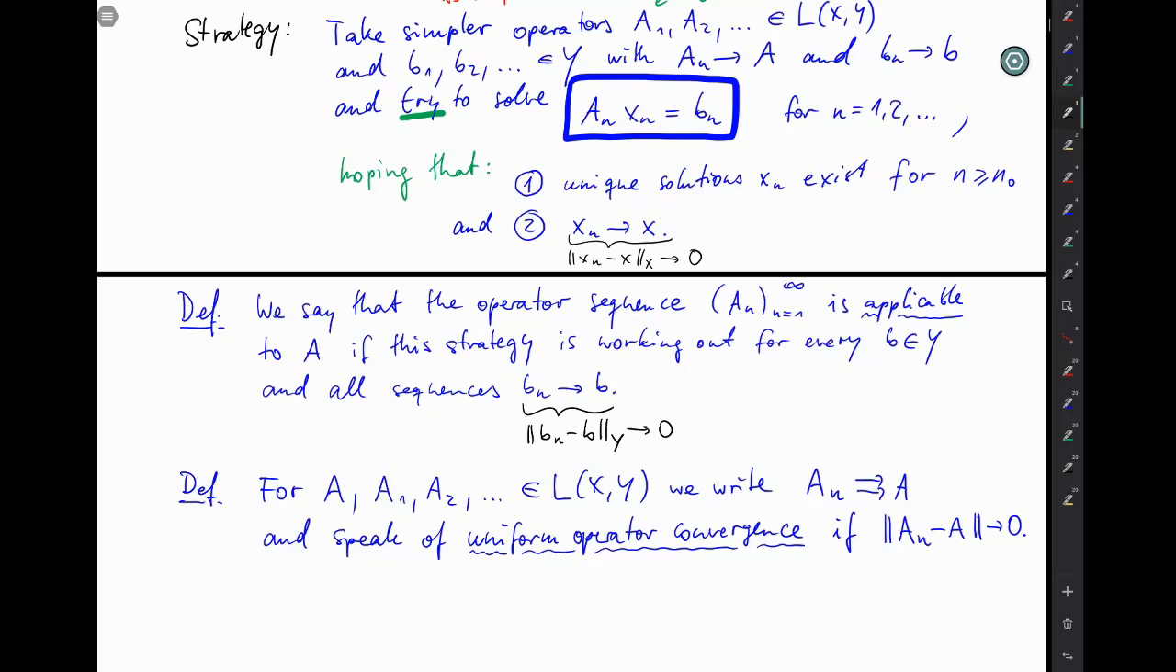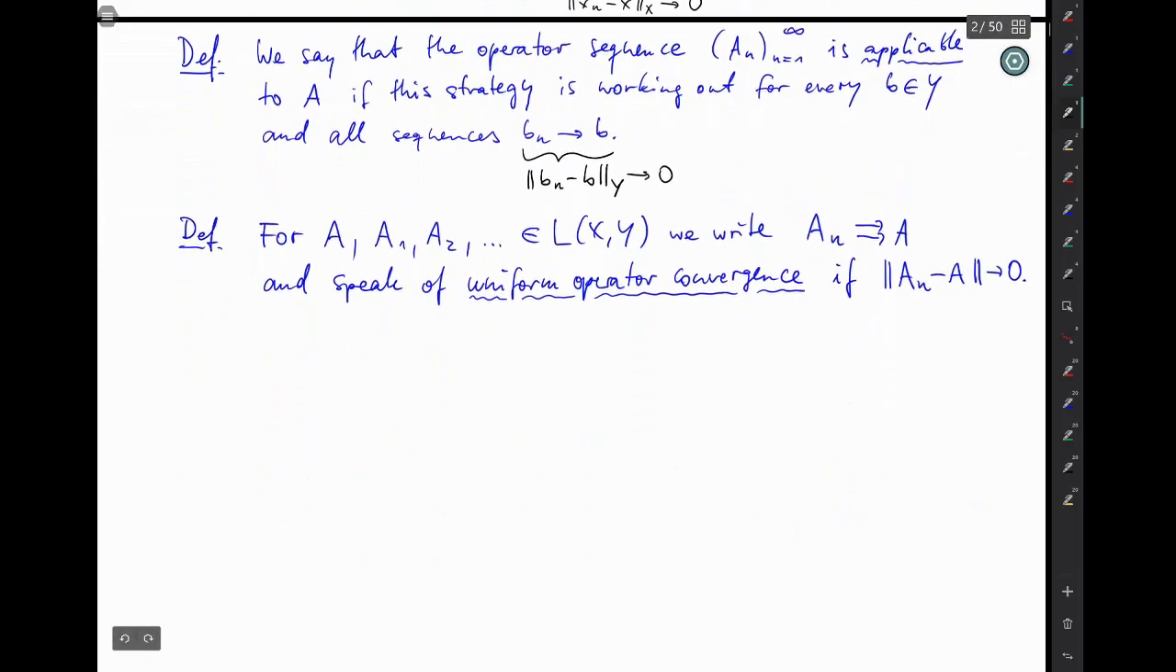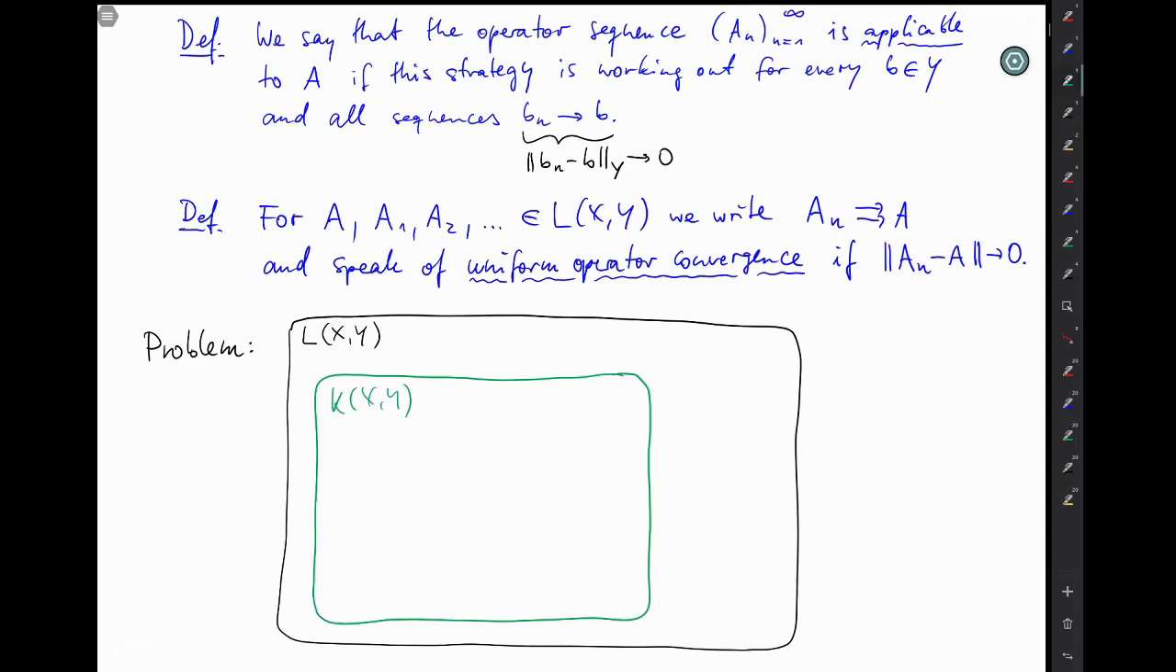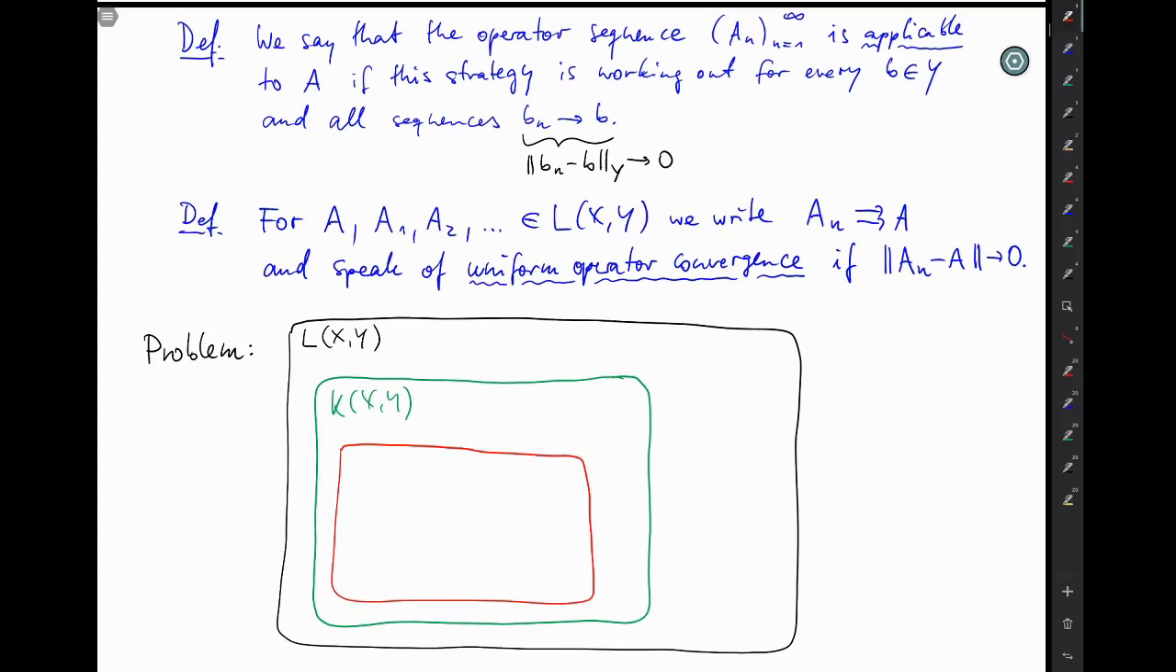Okay. Now in our section on compact operators, we identified a problem with this approach. If this depicts the set of all bounded linear operators from X to Y, then the set K(X,Y) of all compact operators from X to Y is a proper subset, unless we are talking about finite dimensional spaces X and Y here, which we don't. Okay, and then another subset of K(X,Y) is the set of all finite rank operators F(X,Y) from X to Y.